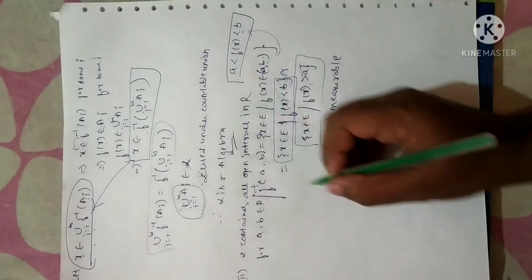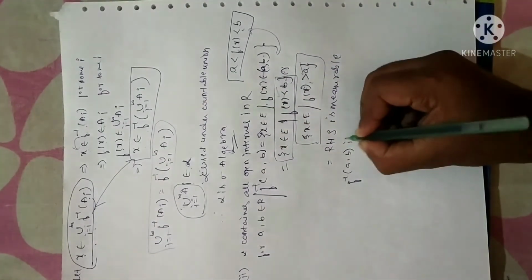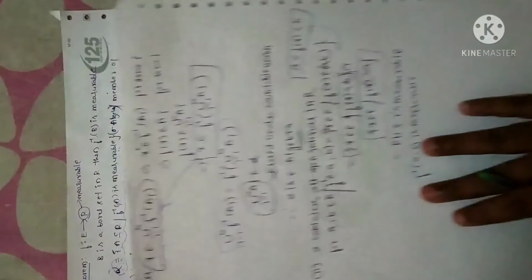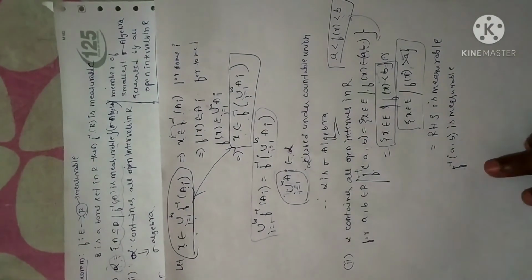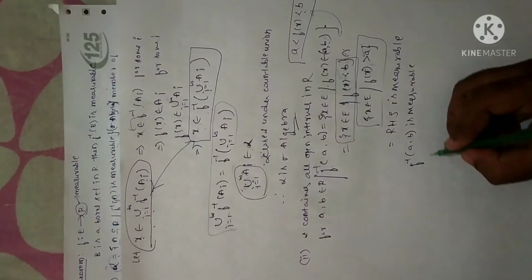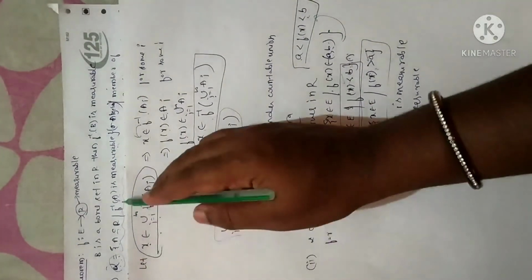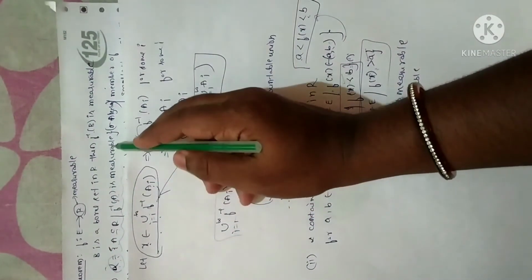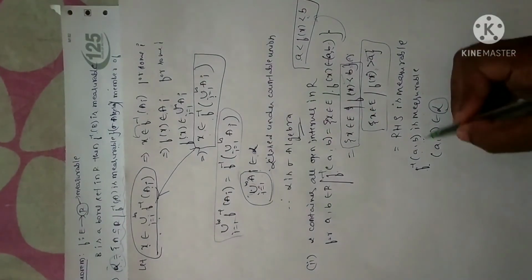In the sense, what is the LHS I have? F inverse of (a,b) is measurable. In the sense, what is the alpha I have assumed? F inverse of A, where A is here the open interval (a,b). Meaning, the open interval (a,b) belongs to alpha. Why? Because alpha contains the set of all open sets A such that F inverse of A is measurable. Since I have proved that F inverse of (a,b) is measurable, I can say (a,b) belongs to alpha.